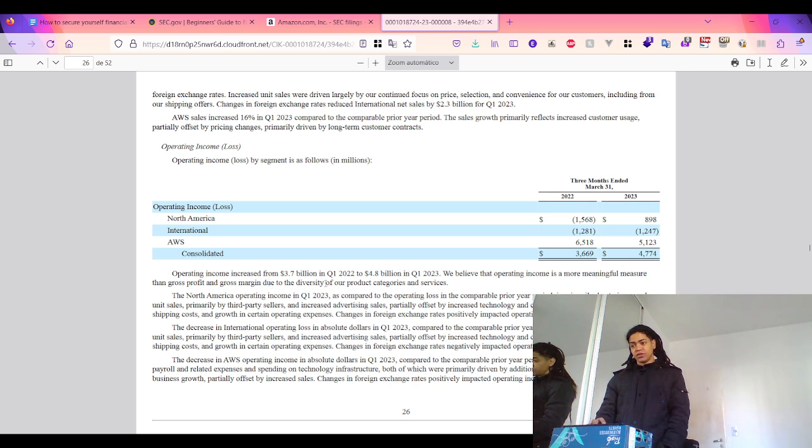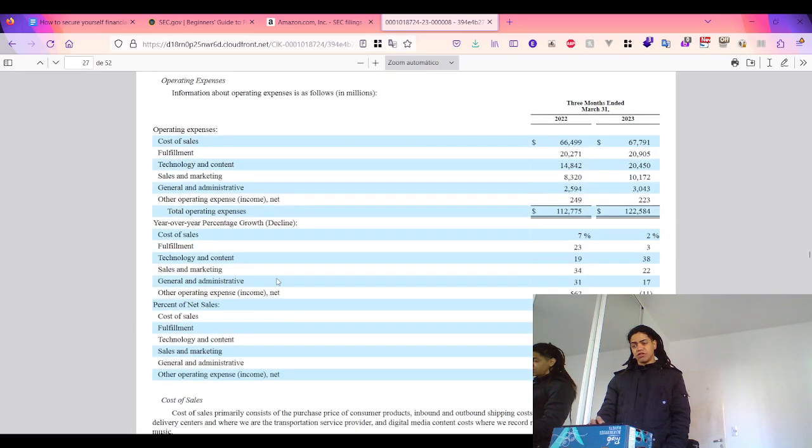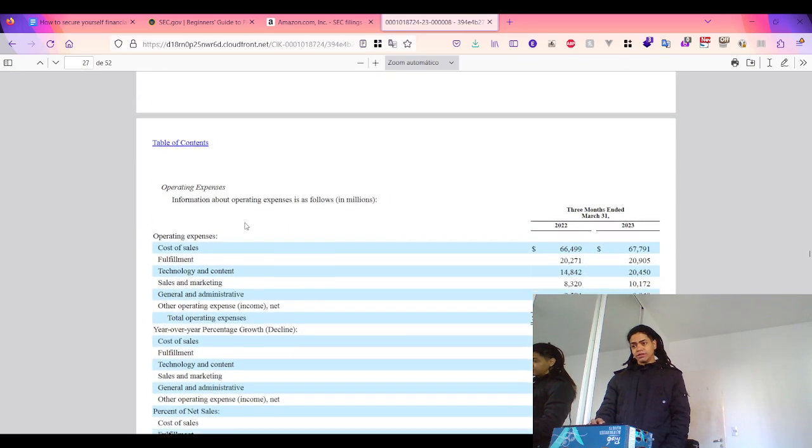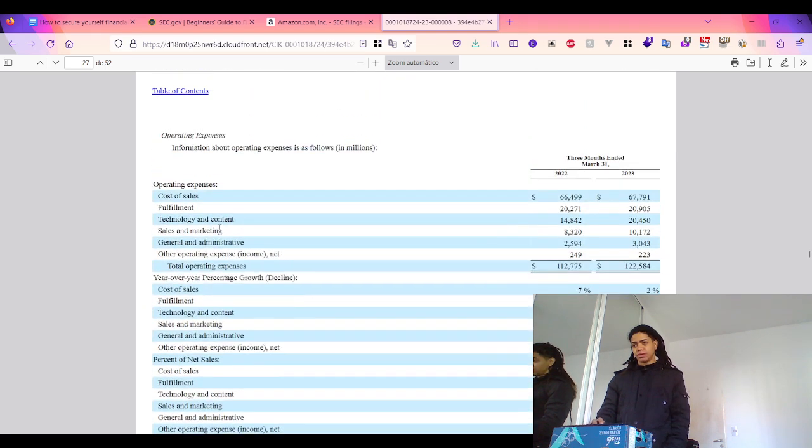Margin due to the diversity of our product category and service. The North America operating income in quarter one 2023, as compared to the operating loss in the comparable prior year period, is primarily due to the increased unit sales, primarily by third-party sellers. So here what it does is giving you a macroeconomics perspective.